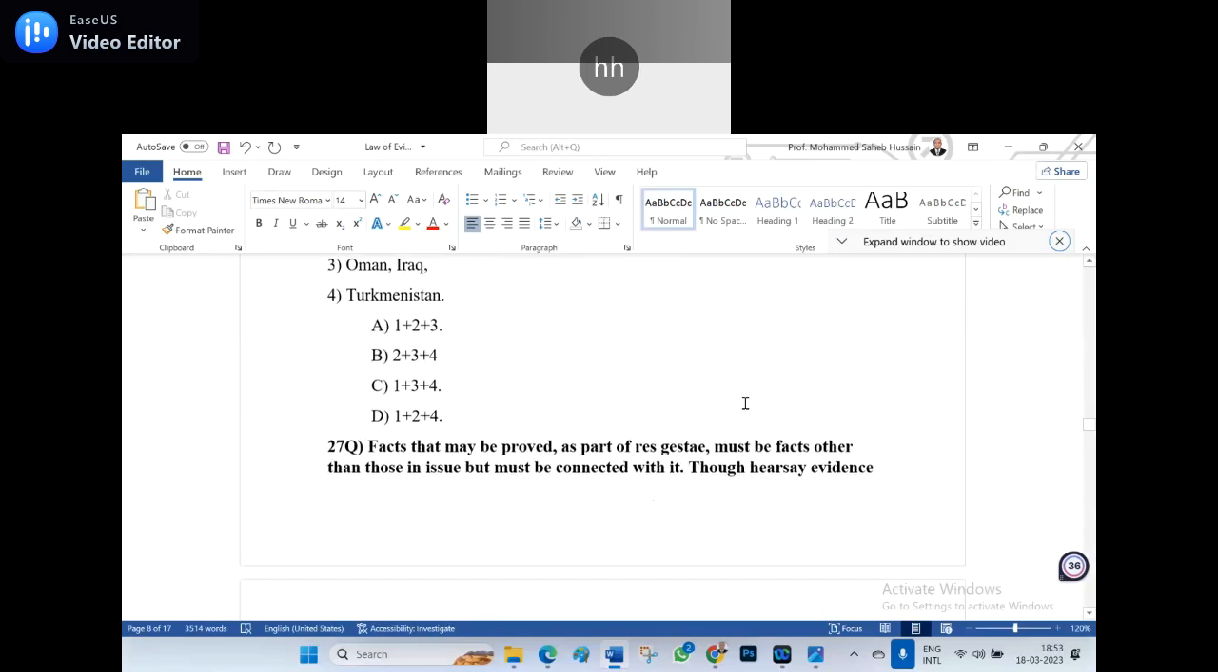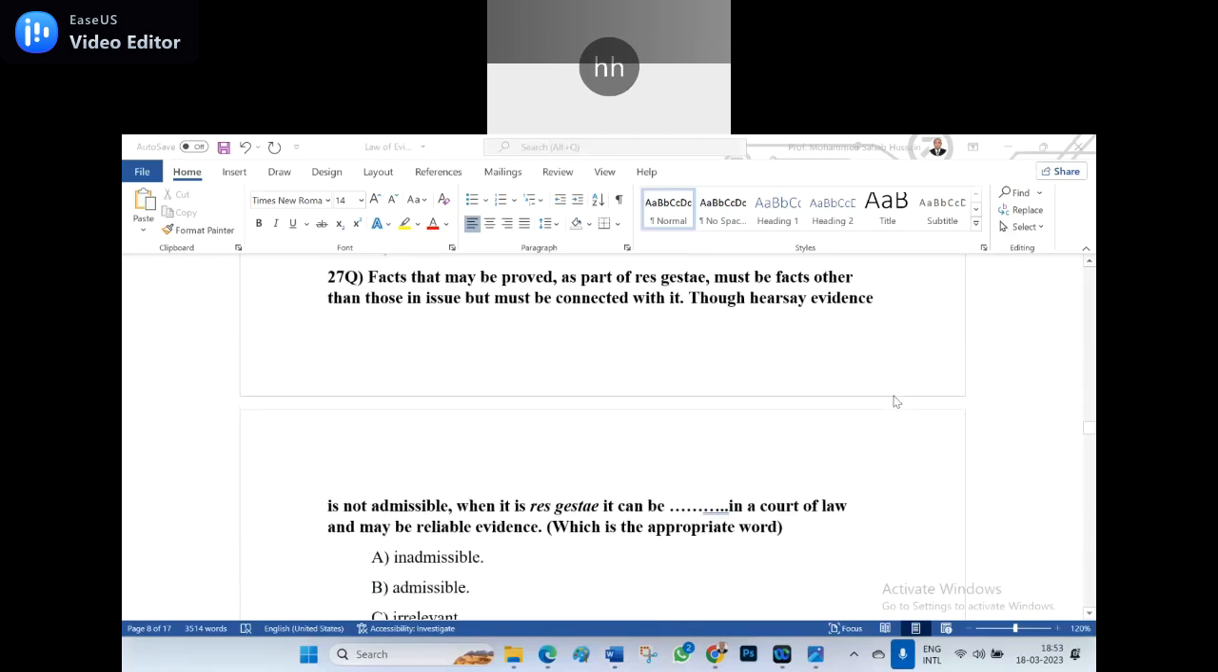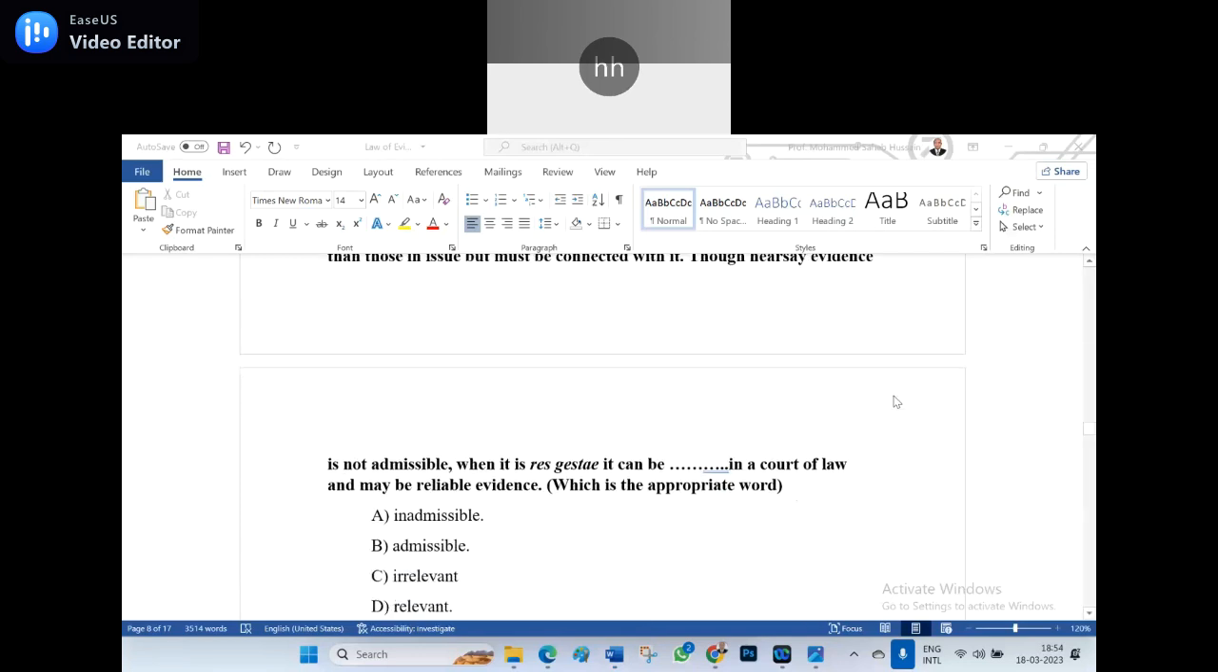So now let us see the 27th question. Facts that may be proved as a part of the register must be facts other than those in issue, must be corrected with it. Though hearsay evidence is not admissible, when it is a register, it can be dash in the court of law and may be reliable evidence. Which is the appropriate word in the dash? A, admissible, A, inadmissible, B, admissible, C, irrelevant, D, relevant.